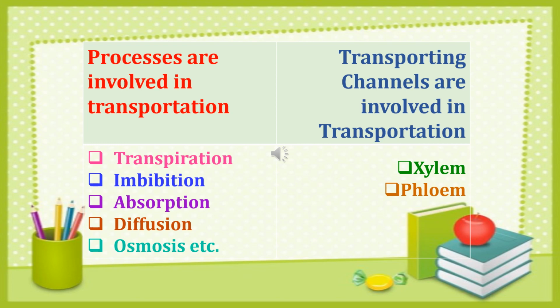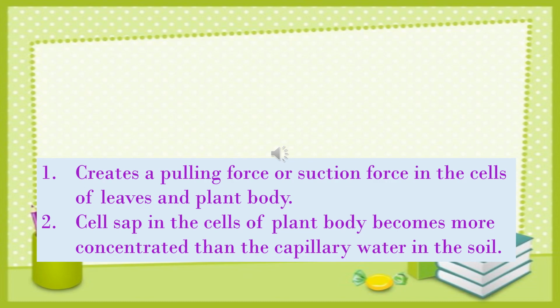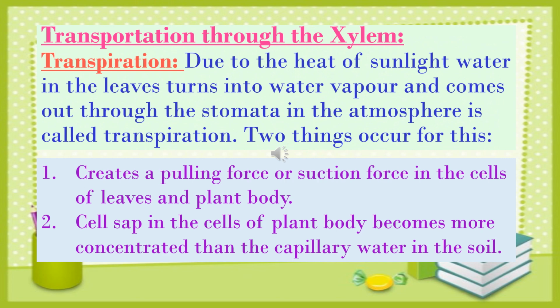Some processes are involved in describing transportation in plants. And what are those? Those are mainly transpiration, imbibition, absorption, diffusion, osmosis. And the transporting channels involved in the transportation are xylem and phloem, although I have already mentioned this before.